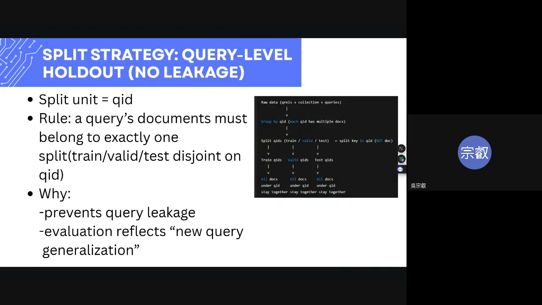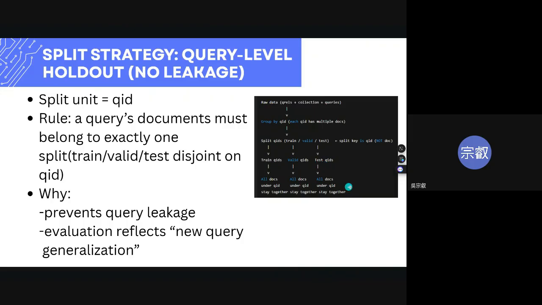And this is one of the most important design choices. We split by query ID, not by individual rows. That means all documents associated with the same query must stay in exactly one split: train, valid, or test. The reason is to prevent query leakage. If the same query appears in both train and validation, models can implicitly memorize query patterns and overestimate performance.